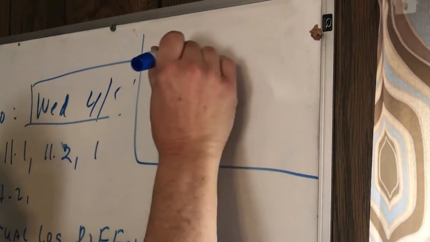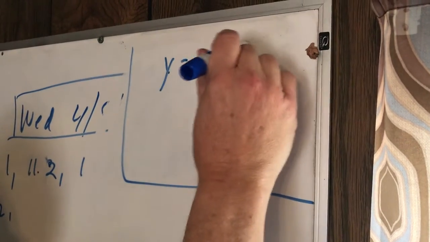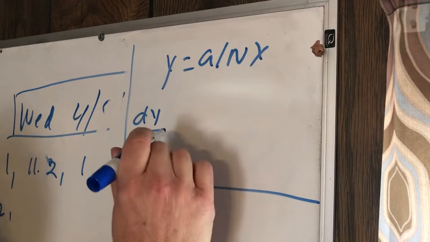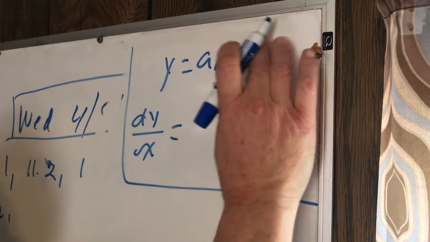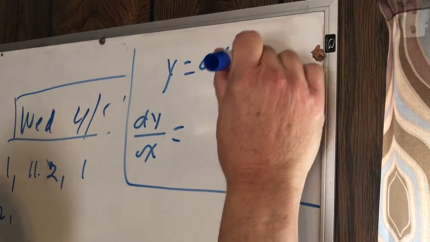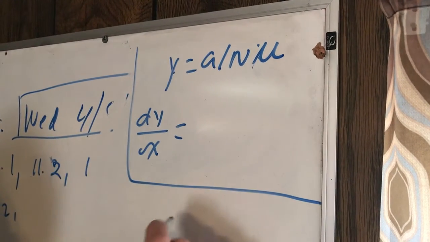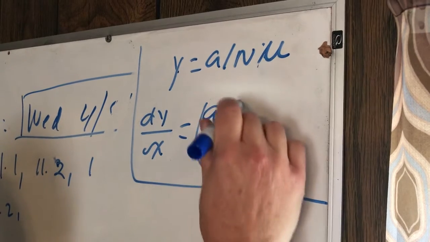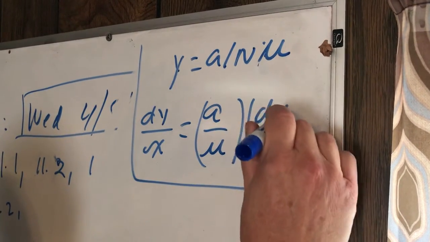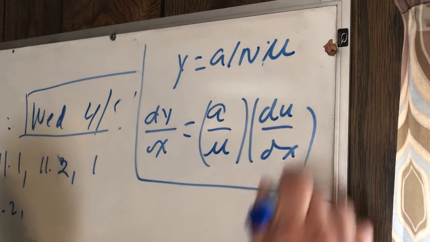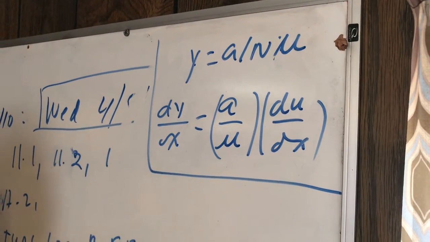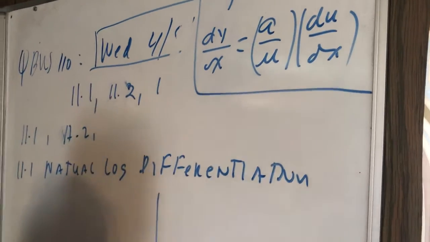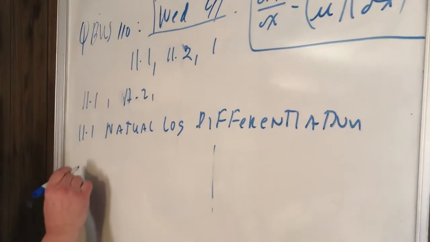But if y equals a the log of x, then dy dx is going to be, well, let's say a the log of u, u could be any function of x. This is going to be a over u times du dx. That's the basic rule which we'll be using for logs. So let's take some examples.